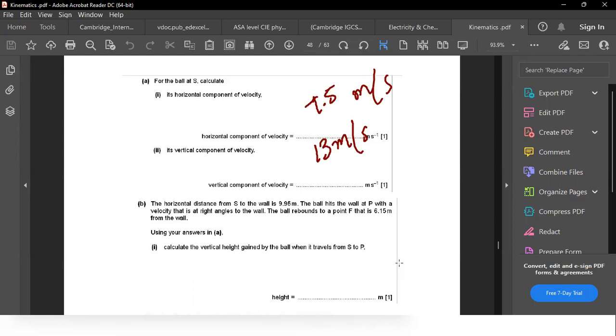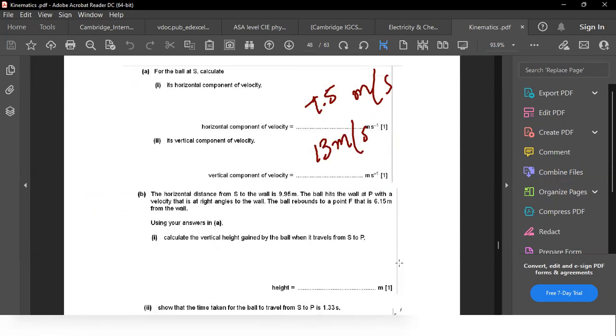Okay. So what do you say? The final velocity is equal to 0 because it's at 90 degrees to the wall, I guess. And we need to find the vertical height gained. We know the acceleration and we know the initial velocity u. We can use v squared minus u squared equals 2as to find the vertical height. Definitely. Go ahead, just do that and let me know what answer you're getting.